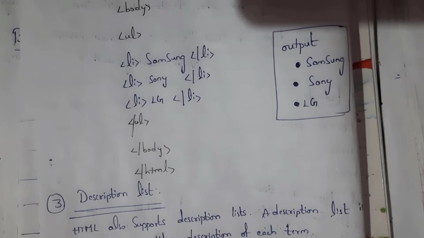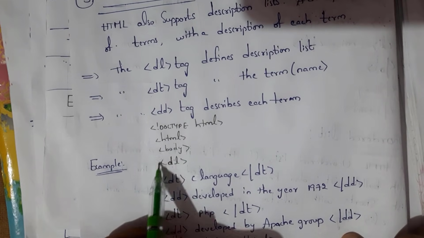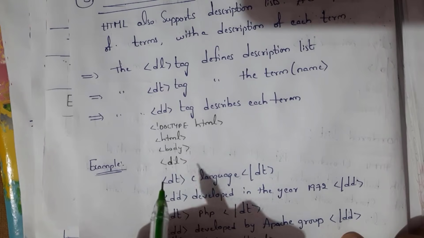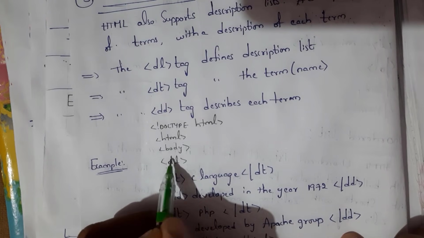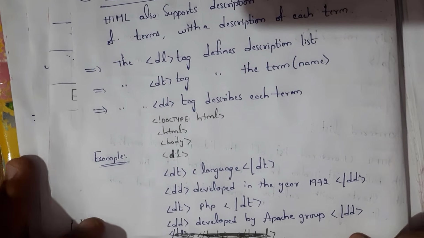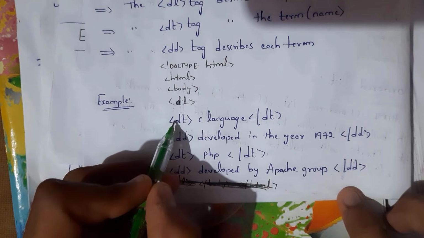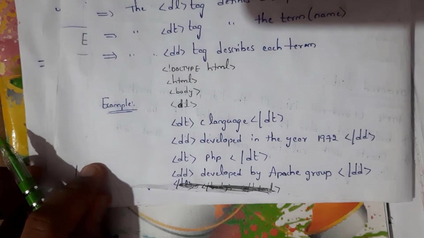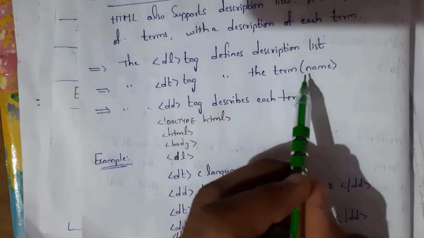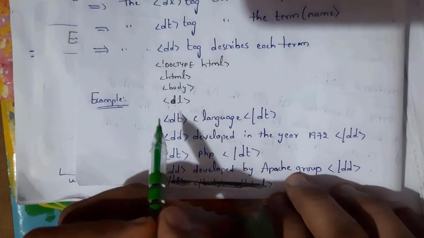And the next one is the description list. This is the program for a description list. Whereas an ordered list is denoted by OL and an unordered list is denoted by UL, a description list is denoted by DL. We need to use the DL tag in order to write a description list. And inside a description list there are two tags. The first one is the DT tag, where DT stands for description term, and DD stands for description data.